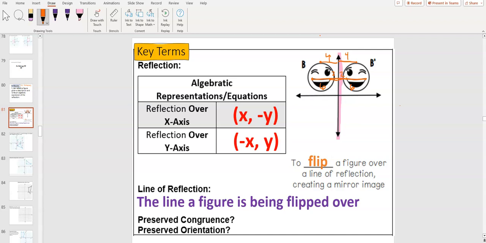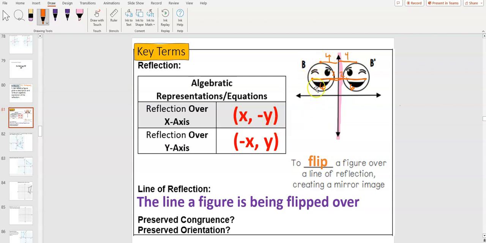How far away is this point? Do that on the opposite side. We're basically just going to be using the x-axis and y-axis as our lines of reflection. If I'm writing it algebraically, when I flip or reflect over the x-axis, my y value changes signs. It becomes the opposite sign of what it is.